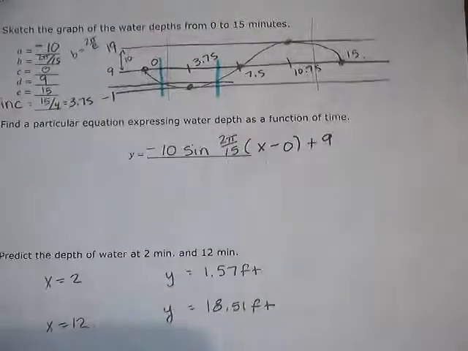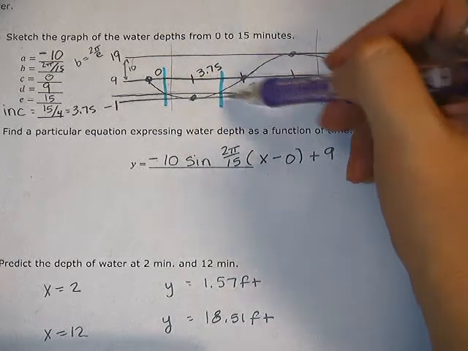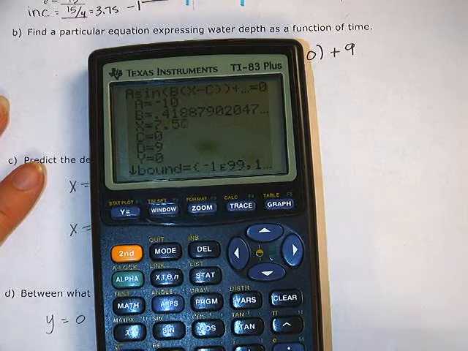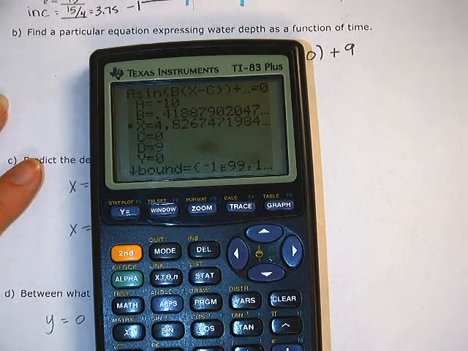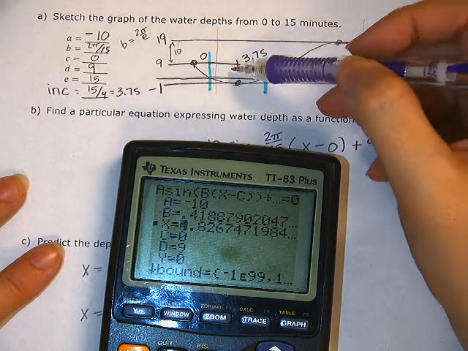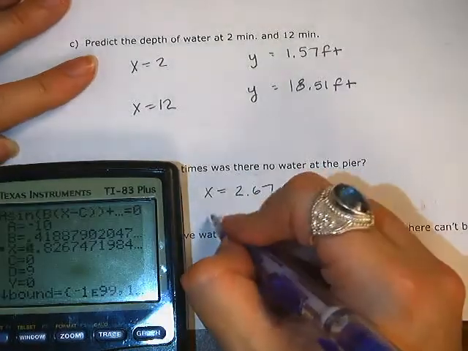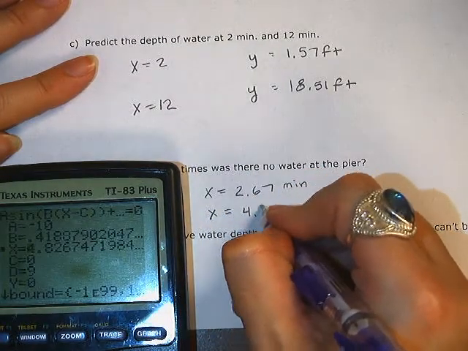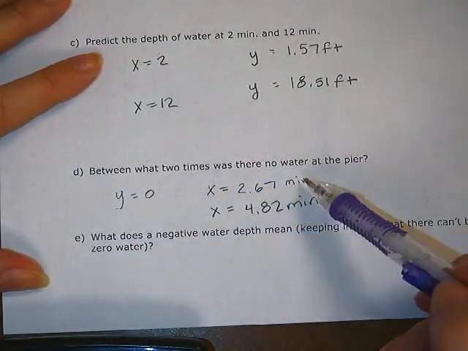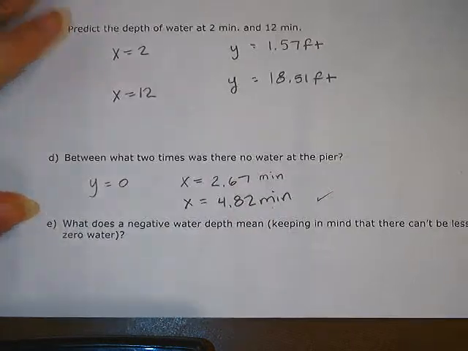And the second one occurs close between 3.7 and 7.5, so I'm going to guess 7.5. And it tells me it really happens at 4.8. Could this be 4.8? Sure, it's between there. That looks reasonable. So 4.8. The question said between what 2 times? So it's between these 2 times. So that looks good. All right, and we're finished with that one. Thanks.